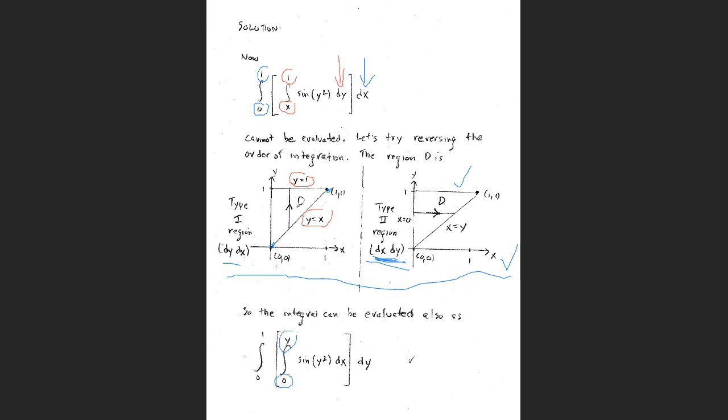So you're bounded here on the left side by the line x equals 0. So that's your bottom limit in the inner integral here. And then you're bounded on the right side by the line y equals x. But of course, I write that as x equals y. Okay, and then the y limits are going to go from 0 to 1.